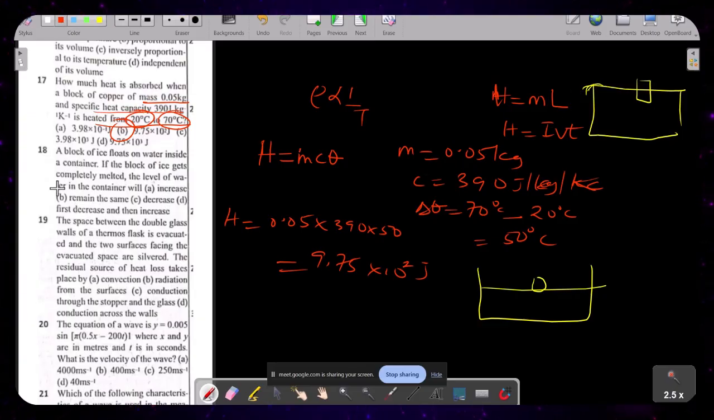What will happen now? They say that a block of ice floats on water inside a container. If the block of ice gets melted, the level of the water in the container will remain the same. It will not increase. Why? Because when you drop that ice initially, it removed some volume of water which the ice used to occupy. When it melts, that ice will occupy that volume of water that it displaced, so the water level will remain the same. It will not increase, it will not decrease. So the correct option is option B.